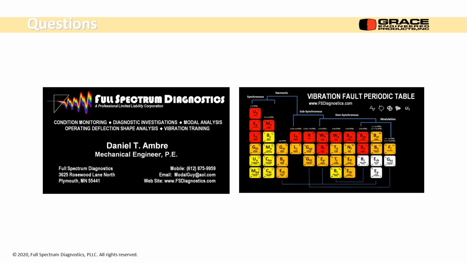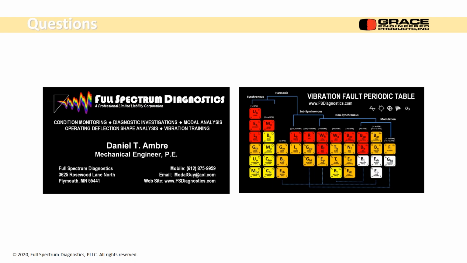Great. All right, next question. How can you detect the modulation if the base frequency is different from the shaft RPM? The modulation of the base frequency, different from the shaft RPM.